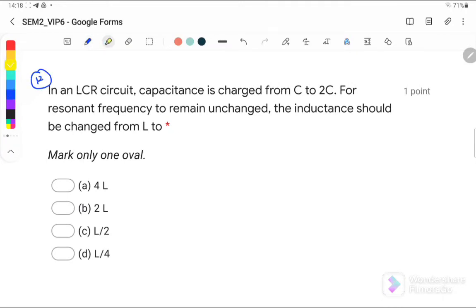Next we go to question number 12. In an LCR circuit, capacitance is changed from C to C'. For the resonance frequency to remain unchanged, the inductance should be changed from L to what? So the resonance frequency equation is: resonance frequency is equal to 1 over 2 pi root LC.